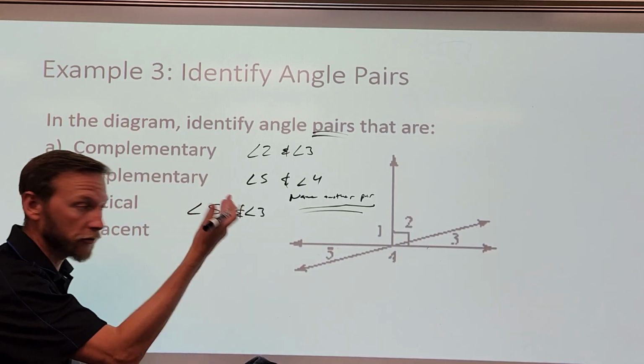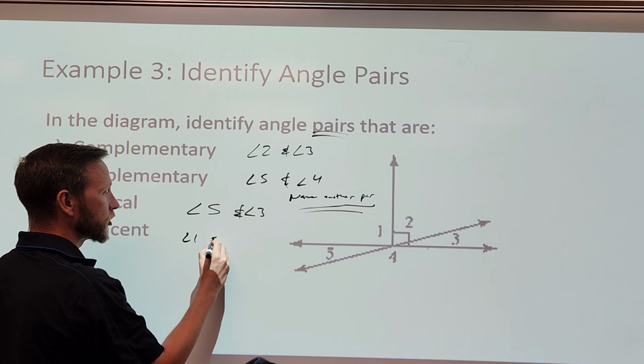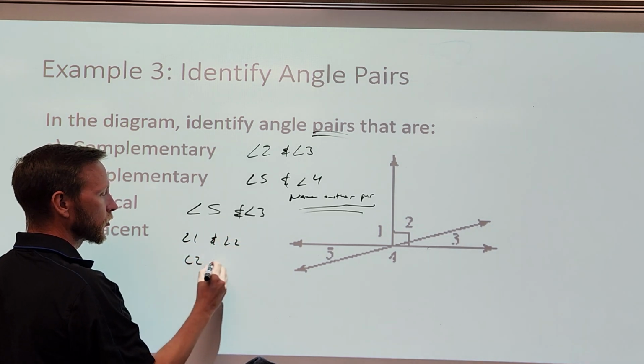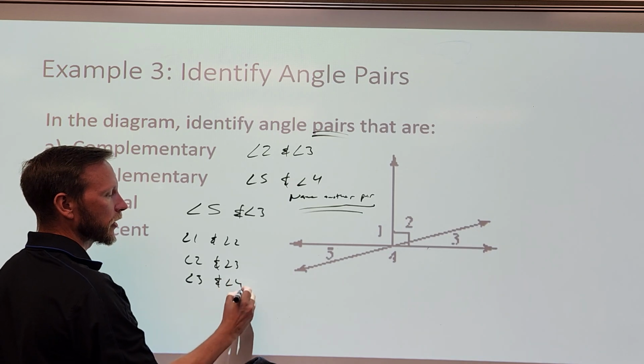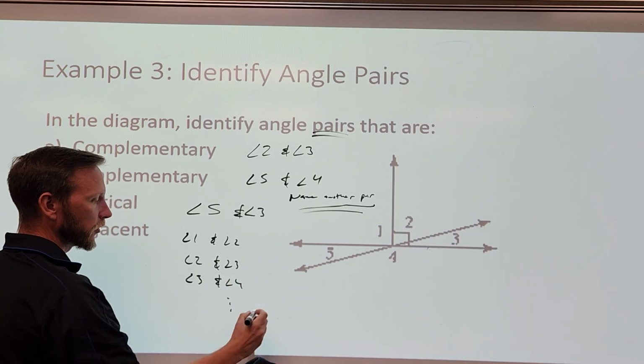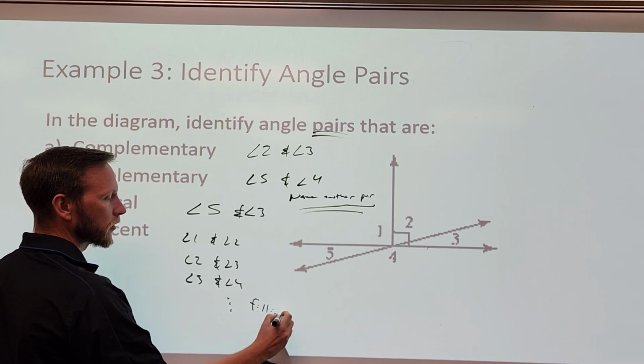Adjacent angles, and we could list the whole ton. Angle 1 is adjacent to angle 2. Angle 2 is adjacent to angle 3. Angle 3 is adjacent to angle 4. Can you fill in the rest, fill in the other pairs?